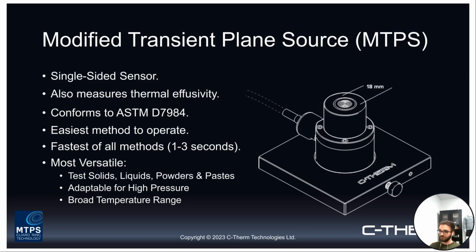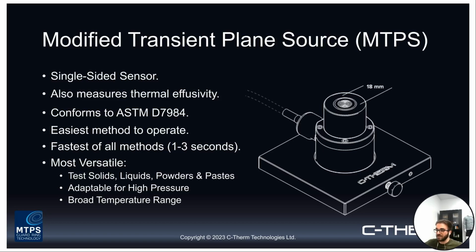Now, while we're in this discussion, I want to talk about the modified transient plane source a little bit as well. The MTPS, of course, is a single-sided test method. It's quite different in its design, and it measures thermal effusivity of the material as well. The MTPS is much easier to operate, a much more simplistic testing approach for thermal conductivity. It's also much faster. It is the fastest of all the methods that we provide on the Trident platform. Measurement results are taken in about 1 to 3 seconds.